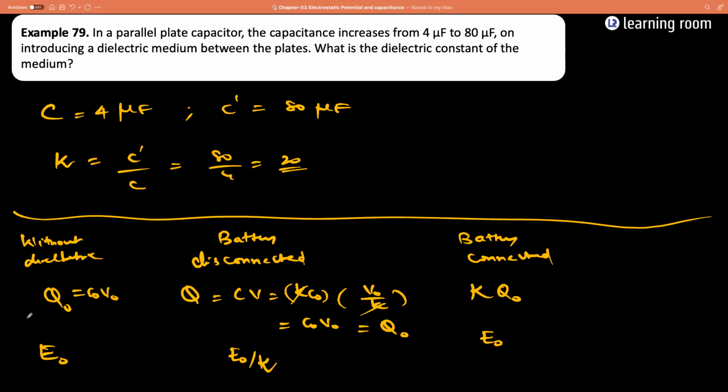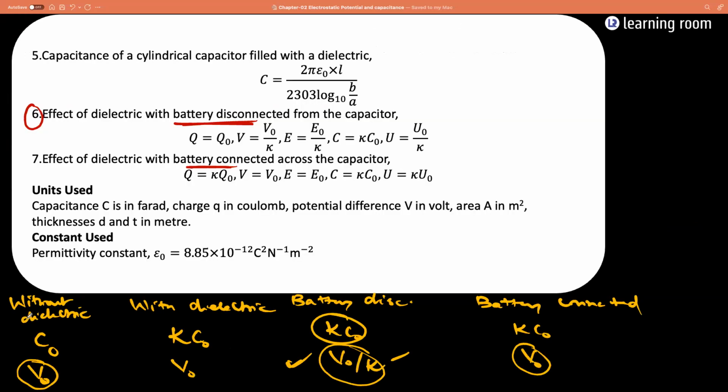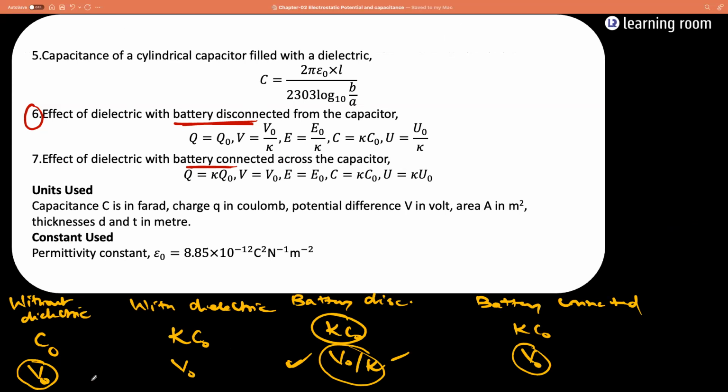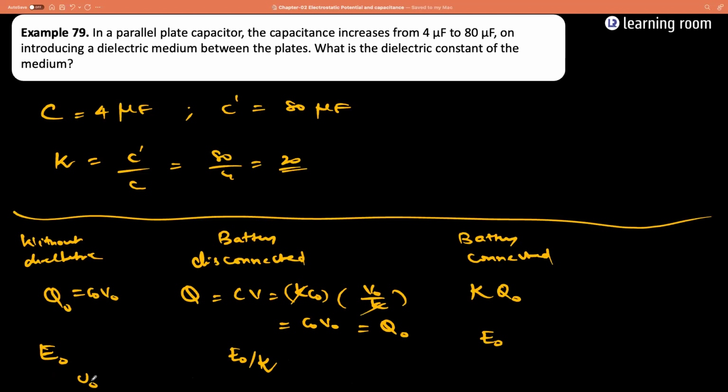Okay. And the last point is about the energy. So initially, if I say the energy is U naught, when the battery is disconnected, what will happen to the energy? It will fall by a factor of kappa. When the battery is still connected, it will increase by a factor of kappa because U naught is equal to half C naught V naught square.